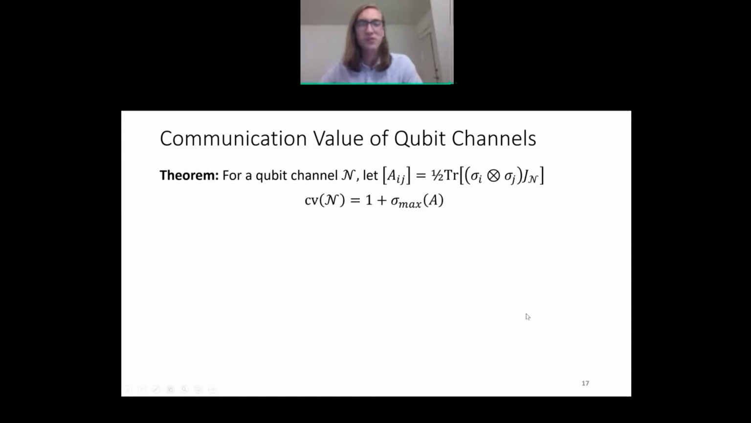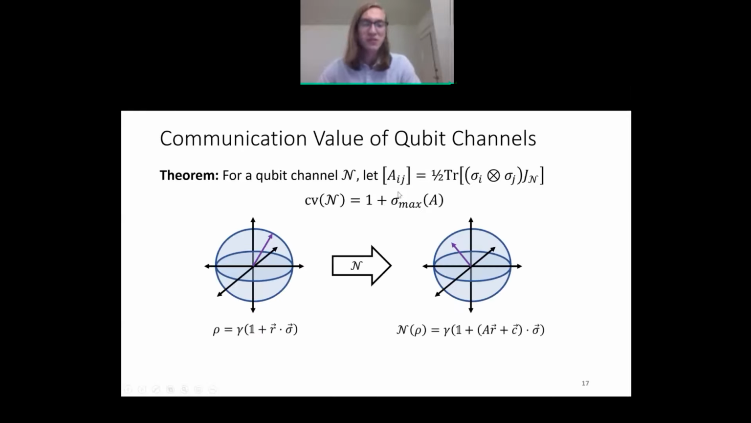Then for qubit channels, I'm not going to go through the multiplicative result, but for a single copy, it's interesting because you can see that the communication value is 1 plus the maximum singular value of the correlation matrix for that qubit channel. And so physically, this is intuitive because the maximum singular value tells you basically what pure state will get mapped to the most pure state. And what this theorem is saying is you should take that state, its antipode, run them through the channel, and then project onto the maximally pure state. And this happens to be the optimal. So it's like what you would guess, but it's nice that it works out.